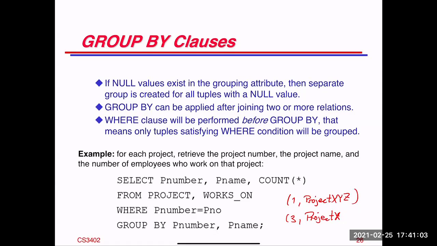But of course, a different project number. Okay, so in that case, you'll have 2 groups. So all the tuples that satisfy this, and all the tuples that satisfy this.